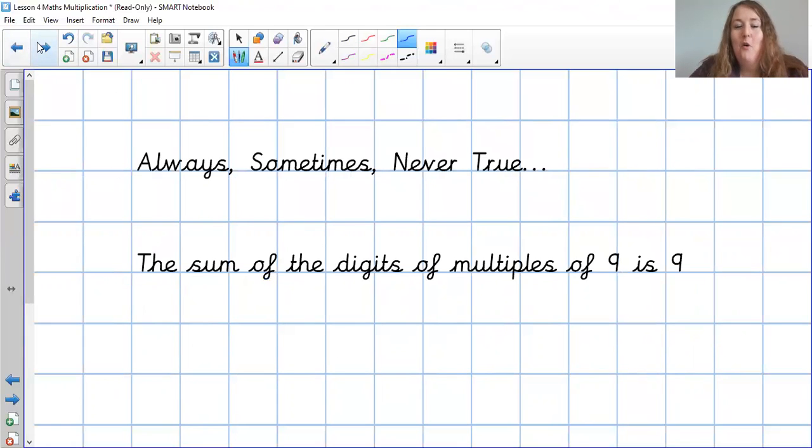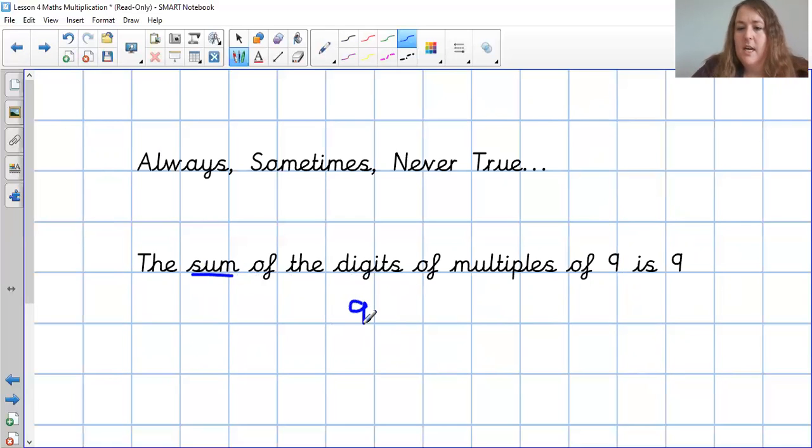Okay, always, sometimes, never true. This is our last one before your activity today. The sum of the digits of multiples of 9 is 9. Okay, sum of the digits. So sum we know means adding, and the digits of multiples of 9.